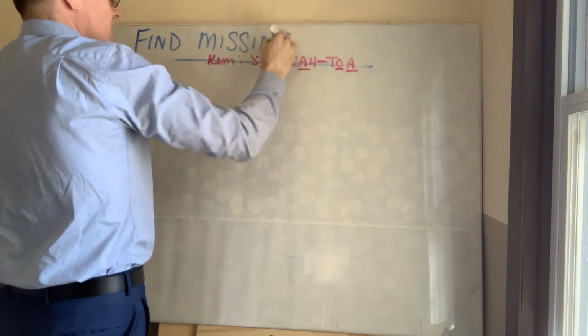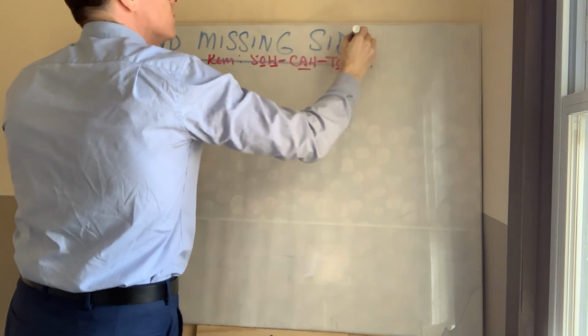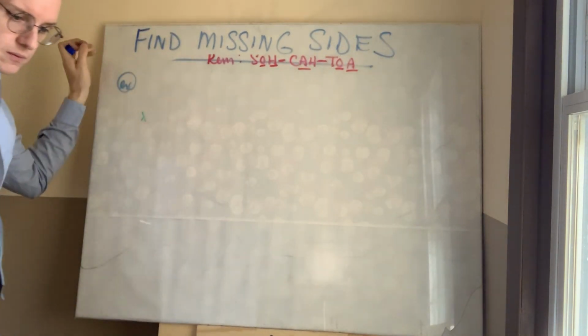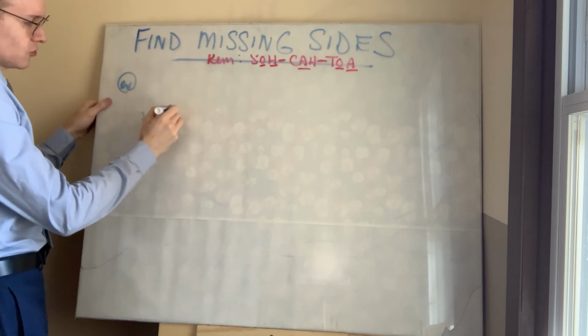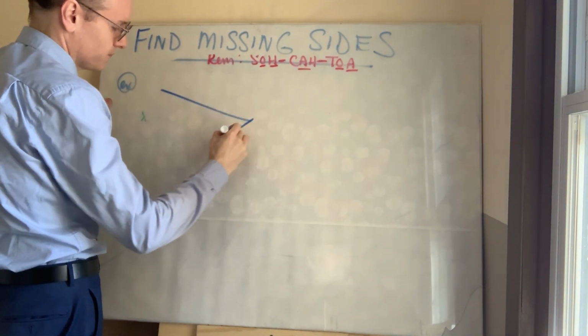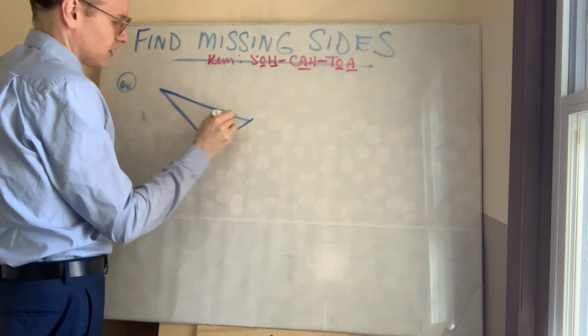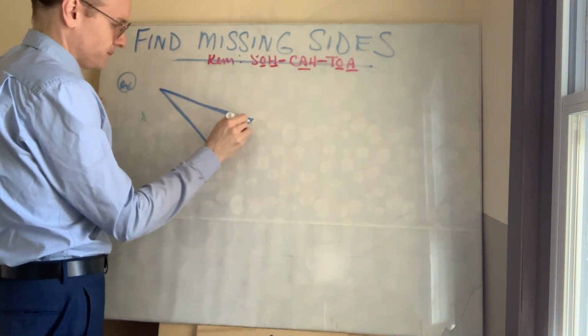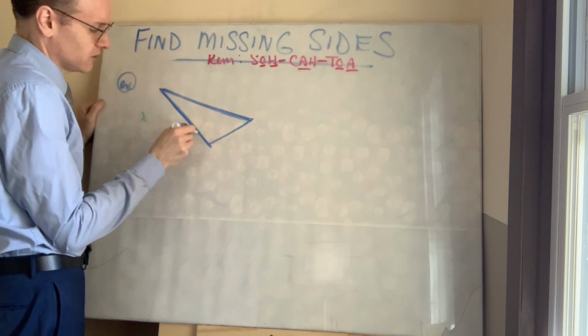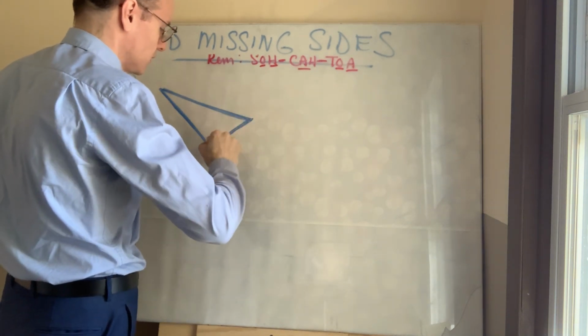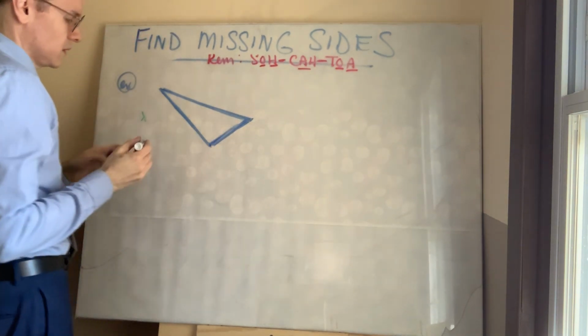Find missing sides of a right triangle. And again, I'll just draw a sort of free-floating right triangle to emphasize that this is for any orientation of the triangle. It's not really very nicely drawn, I'm sorry. You get the idea.